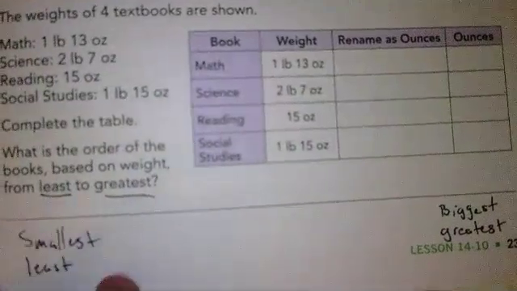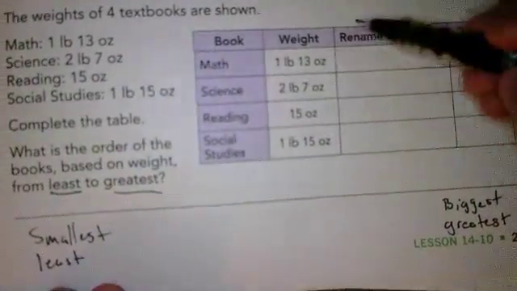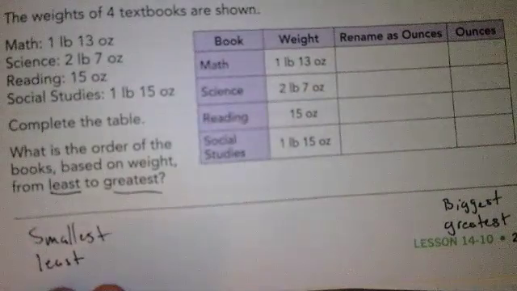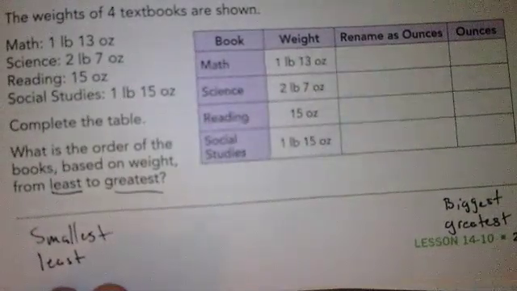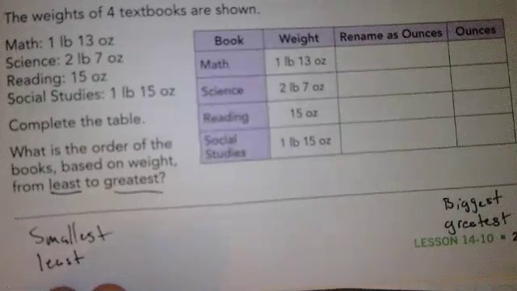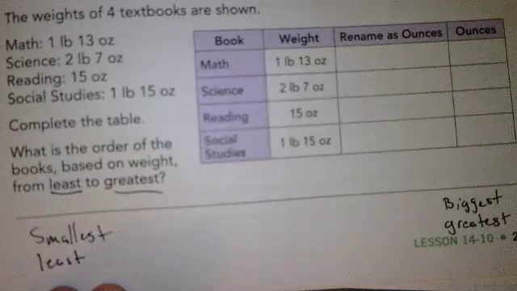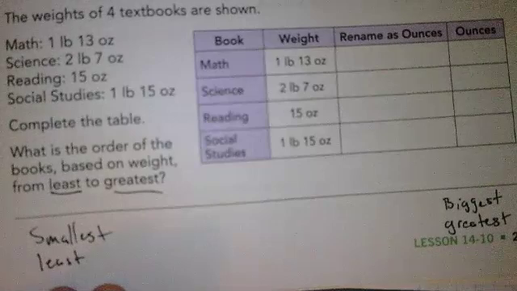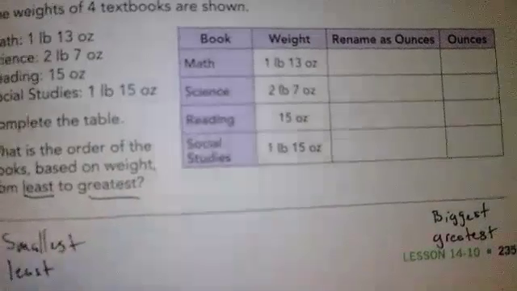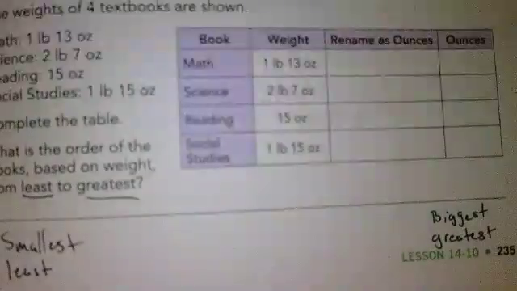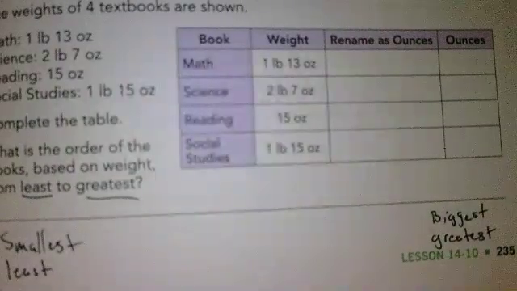Now, I know that we could fill this in without even renaming everything as ounces, right? You guys could look at this. What's going to be the smallest book? 15 ounces, which is which book, Lauren? Which book is 15 ounces? Reading. Your reading book's going to be the smallest. What's going to be the greatest? Just looking at it, what's going to be the greatest book? Science, Mackenzie? Science. It's 2 pounds, 7 ounces. You could fill that out without ever doing this table, but it also wants us to do the table. So, let's look at the table real quick.